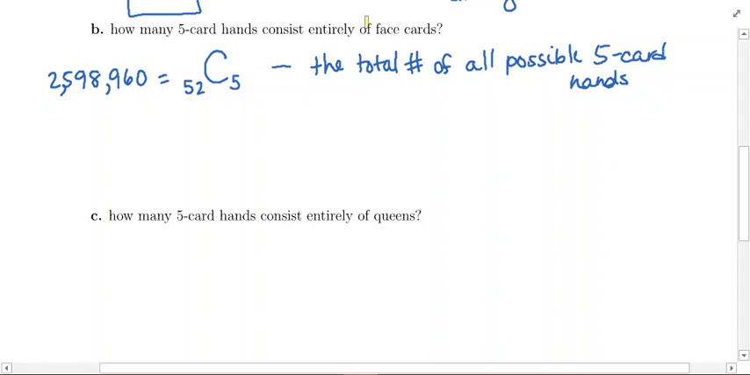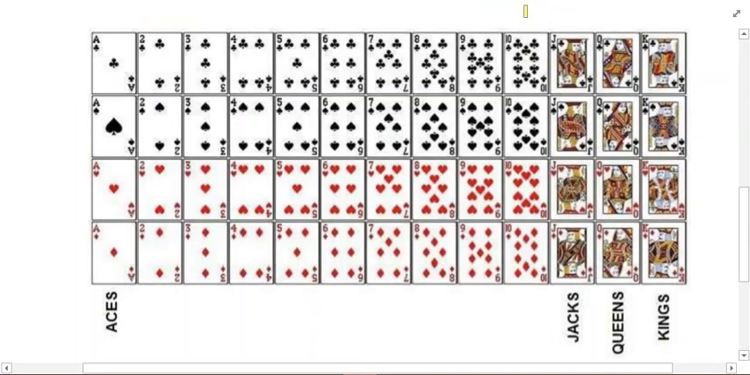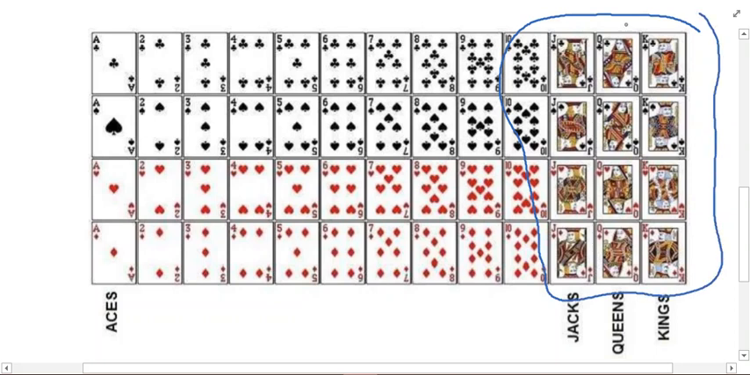So remember what face cards means. Your cards have to have a face. So if you look at the deck of cards here, remember where your face cards are. It's the guys with faces. So jacks, queens, and kings. These are the face cards.